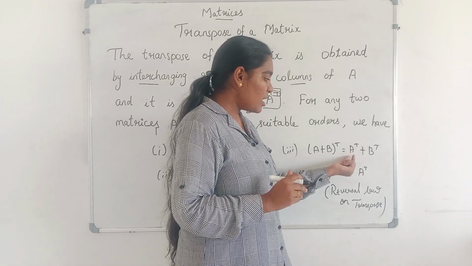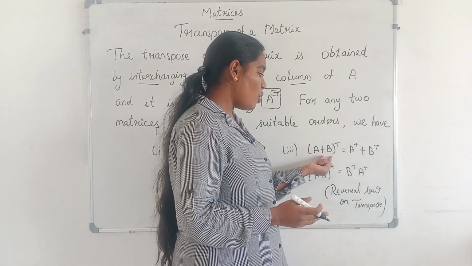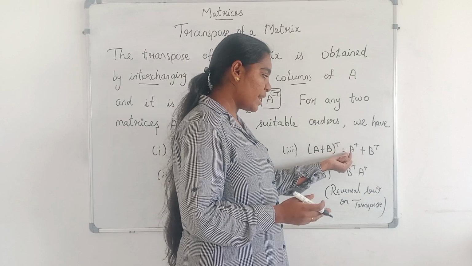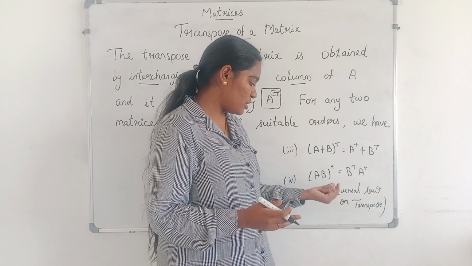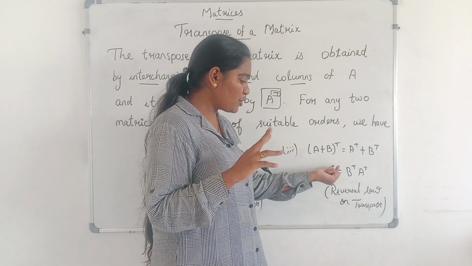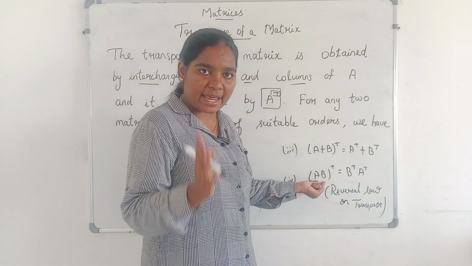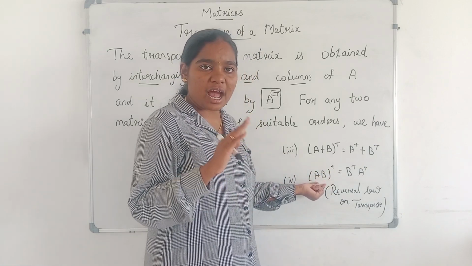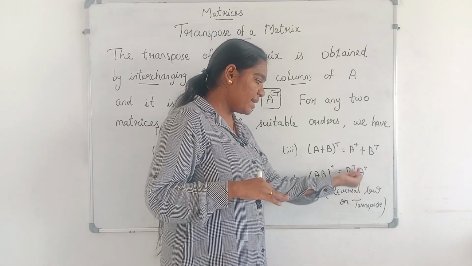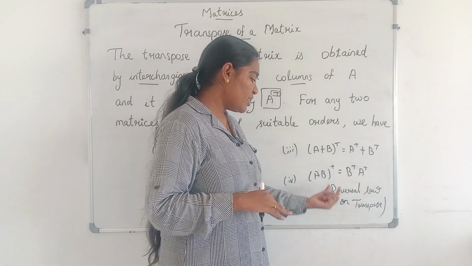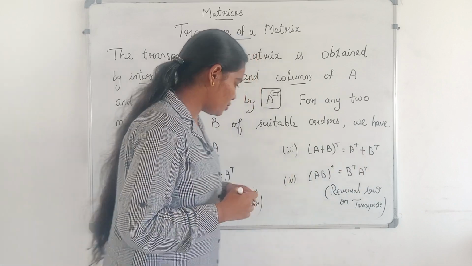Here, if you are adding two matrices and then you are taking the transpose, that will be equal to the individual transpose of that matrix, that is A plus B, the whole transpose equal to A transpose plus B transpose. This is the reversal law on transpose. If you are multiplying A and B and you are taking the transpose, then you will get the reverse, B transpose into A transpose. So, AB, the whole transpose, will be equal to B transpose into A transpose.